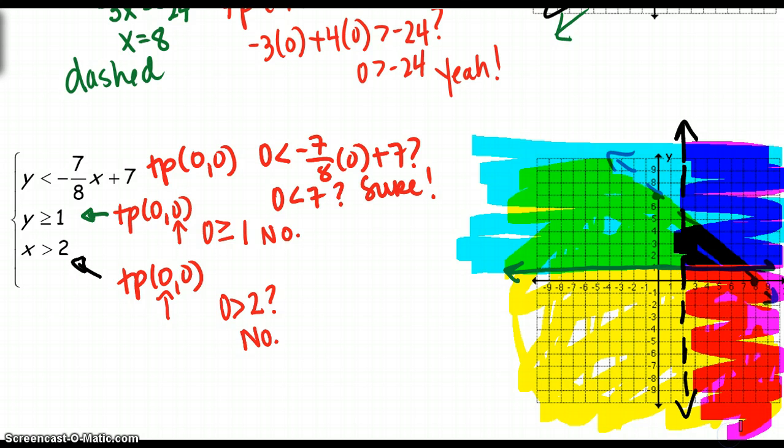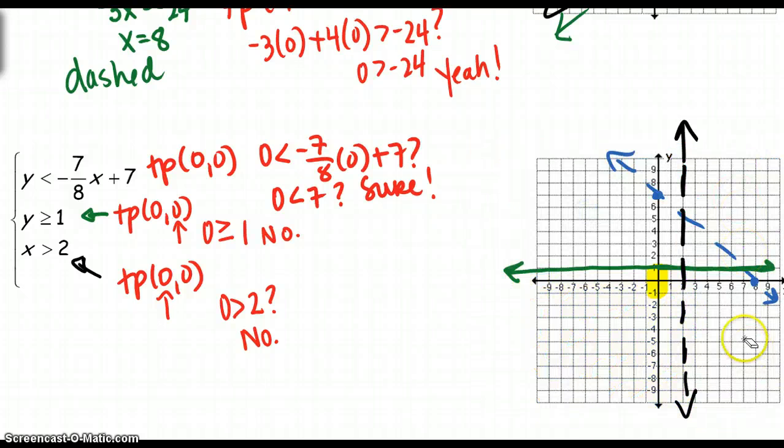Now, a little harder to see here, but do you see it? It's this darkened area right here. It's that beautiful little triangle right here. That's where all of them touch.